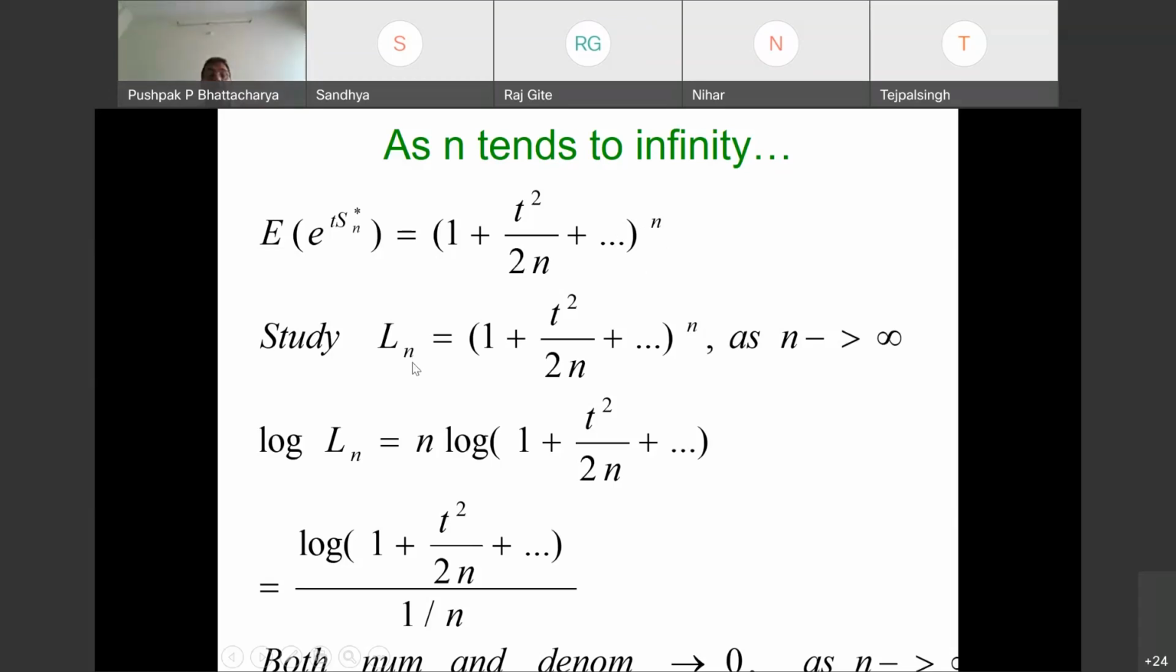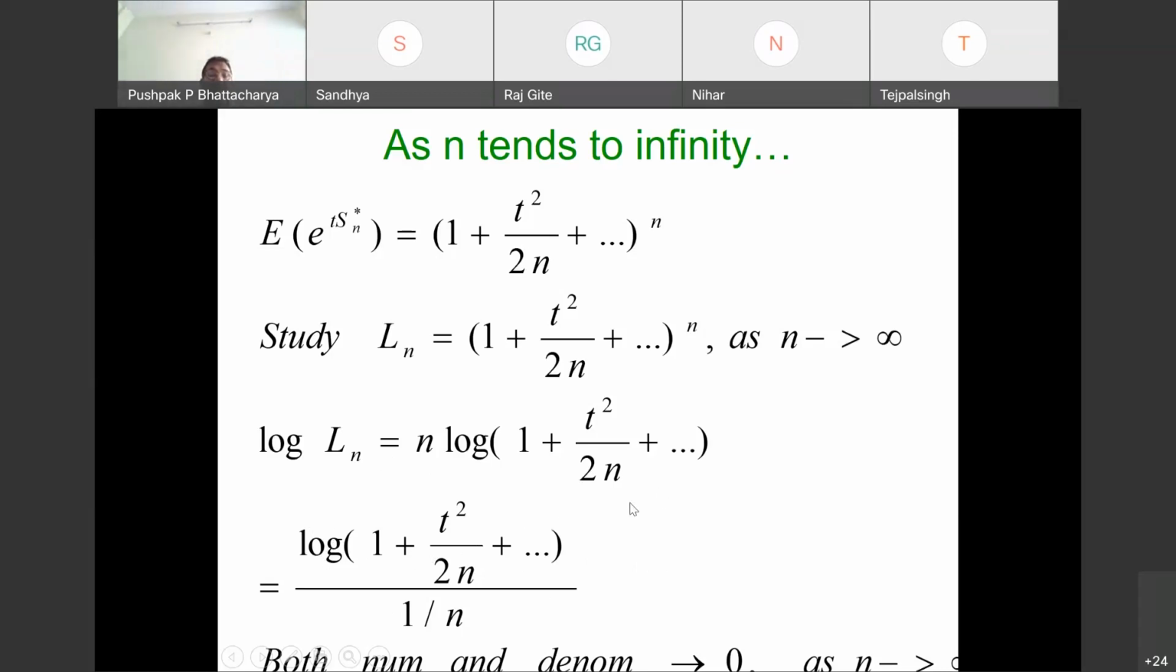Now, if we take the limit of the quantity, call it Ln, as n tends to infinity, then log Ln is n log (1 plus t square by 2n). Okay, so let us get used to the language of mathematics. Instead of speaking in English, I'm speaking in symbols and operators. So you're just using a different language. Mathematics is a different language. So this is equal to log of (1 plus t square by 2n plus etc.) divided by 1 by n. These two expressions are equivalent.